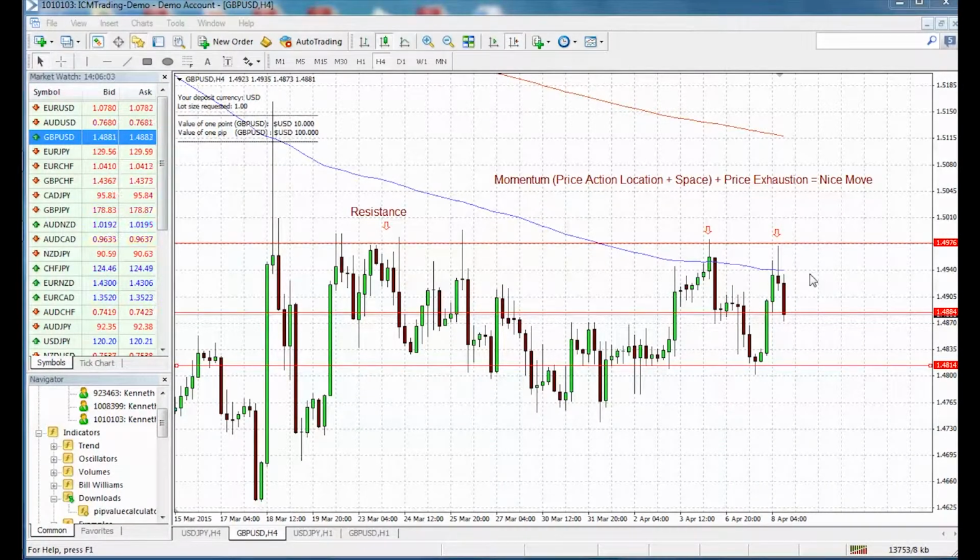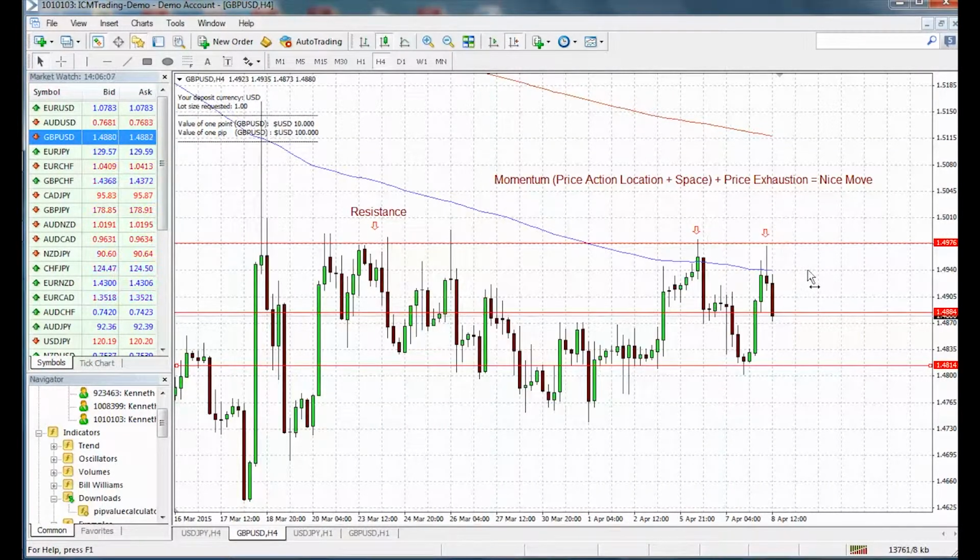All right, so that's it for this trade. We're all closed out, finalized, and I think I'm going to make this into a high momentum trading series.